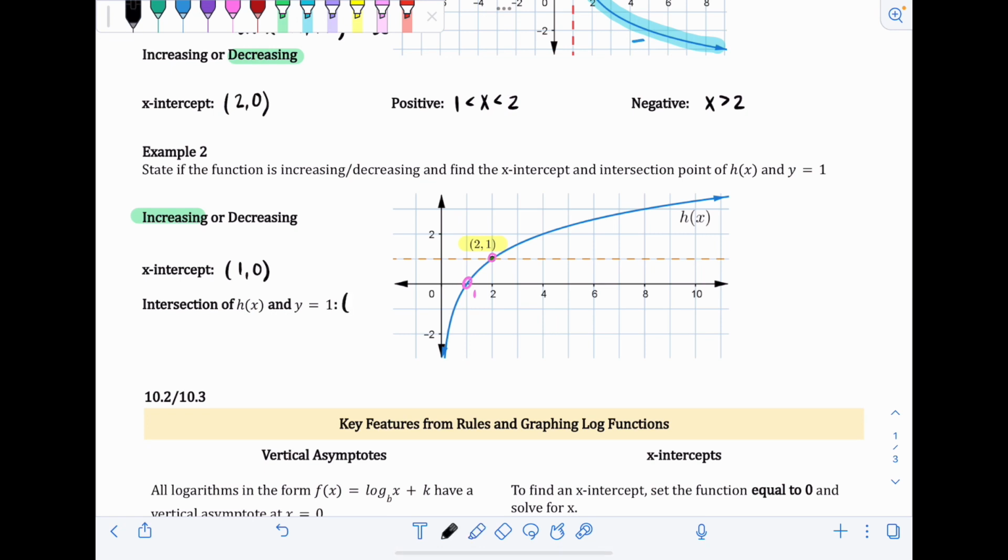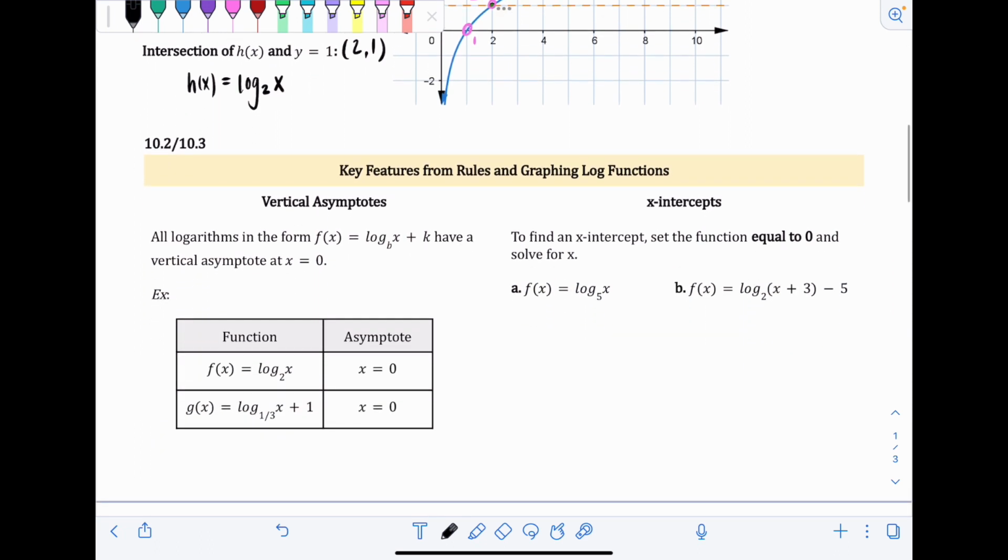And I know that feels a little bit random to find, but the reason that point matters is because if you have a simple log with no translations or anything like that in it, that intersection point is going to tell you what the base of the log is. So I could technically write the rule at this point. It'd be h of x equals log, and then I'm looking for the x coordinate from the intersection point, so 2. So the base of the log would be 2, and then it's log base 2 of x. So h of x equals log base 2 of x would represent this graph. We're going to talk about that more in the next section though.